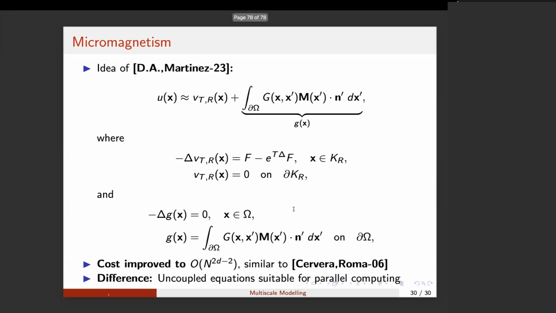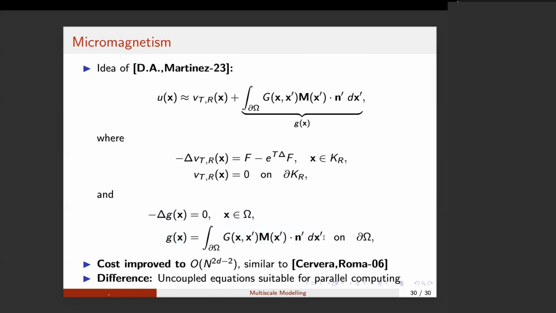And here, this is a recent result that we have now with Victor Martinez from Mexico. So we split the solution in a different way. We have one term, V_R, and you can see the similarity to what we had from homogenization theory. It solves the following elliptic PDE with an exponential regularization term over a domain K_R, which is slightly larger than omega, but not that large because of the exponential decay of the error. And we also have an additional term G, and G solves again one elliptic PDE over omega, where the boundary values are only computed by the boundary integral.